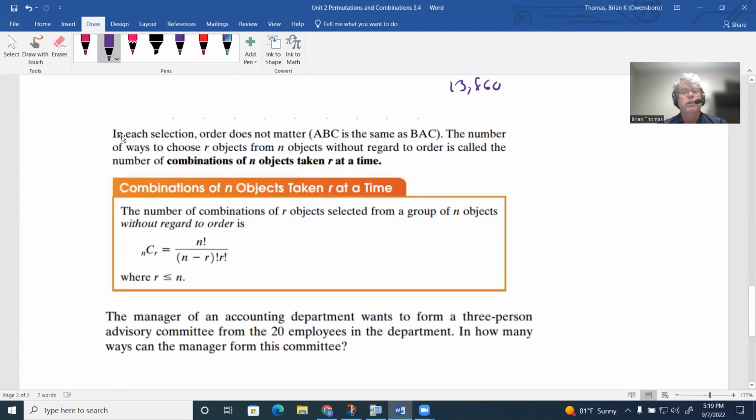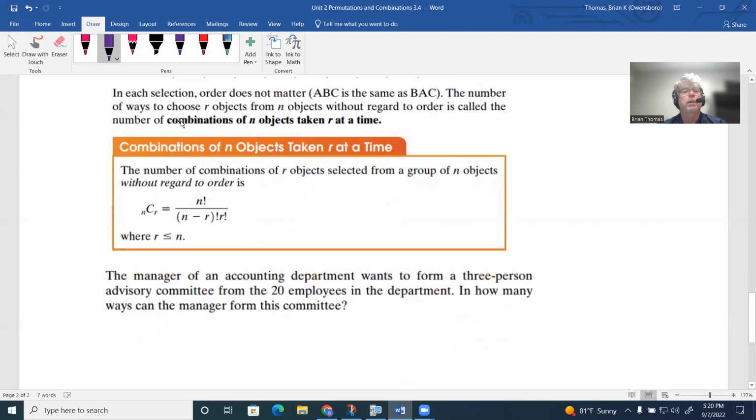Another thing is we have what's called combinations. In combinations, this is where order does not matter. ABC and BAC are the same thing. So if order doesn't matter, then we call this a combination. So the number of ways to choose r objects from n objects without regard to order is called the combination of n objects taken r at a time. So we have a formula here for that. So nCr. The C stands for a combination. So we have this formula n factorial over n minus r factorial times r factorial.